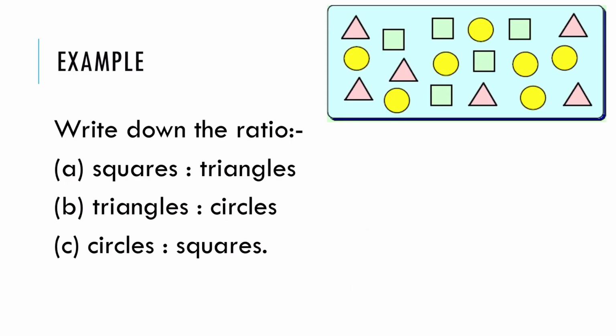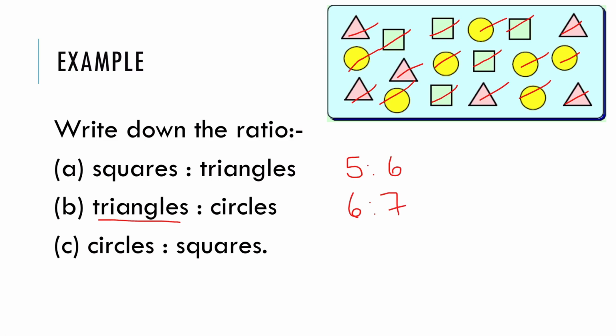In our last example here, we are asked to write down the ratio of squares to triangles. So I'm first going to go through and count how many squares I've got. 1, 2, 3, 4, 5 squares. So that's 5 squares to 1, 2, 3, 4, 5, 6 triangles. For triangles to circles, well, I've just counted there are 6 triangles, but I haven't counted the circles yet. There's 1, 2, 3, 4, 5, 6, 7 circles.